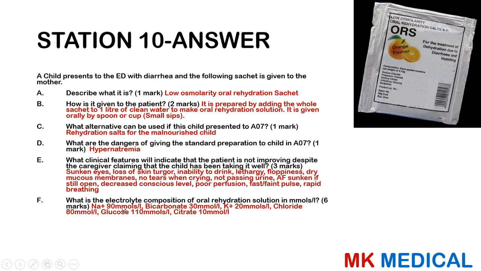Then, of course, in the oral rehydration salts, sodium is about 90, bicarbonate is 30, potassium is 20, chloride is 80, glucose is 110, and citrate is 10.